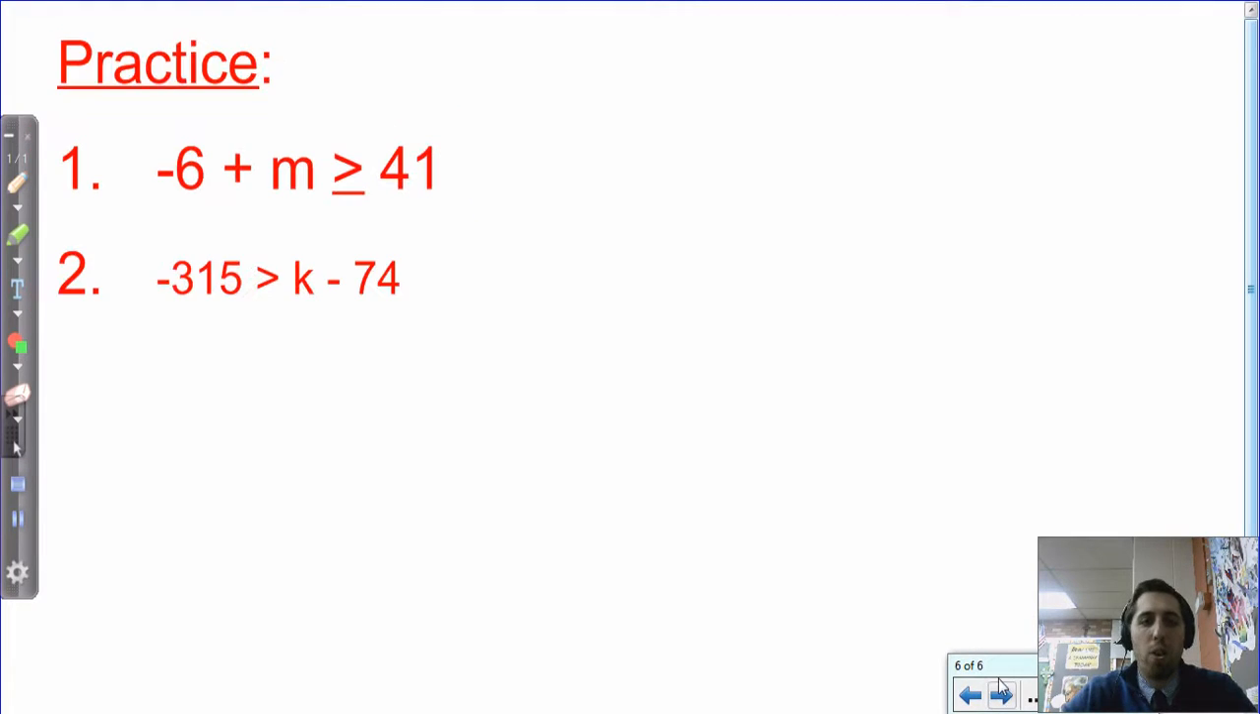For your homework, I'm going to leave you with these two, and I'm going to ask that you not only solve them, but that you also plot these as well. We'll do some more in class tomorrow, but I'll see you then.